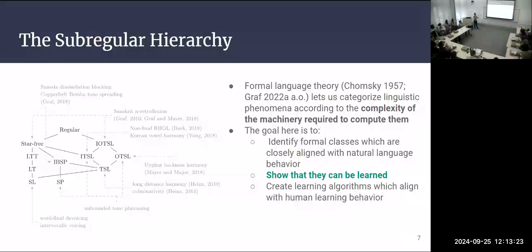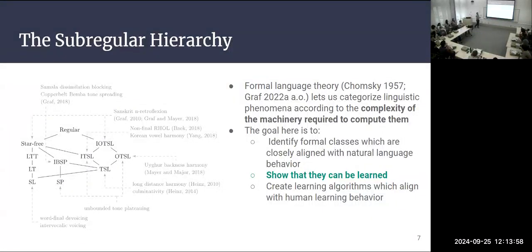There's a rich landscape of these classes or categories of formal languages that folks have been looking into to understand, when we look at things in natural language, what kind of machinery we would need to compute them, and how they match up to the different complexities of these formal languages. The idea is to identify formal classes, mathematically defined sets, which align closely with the behavior we see in natural language.